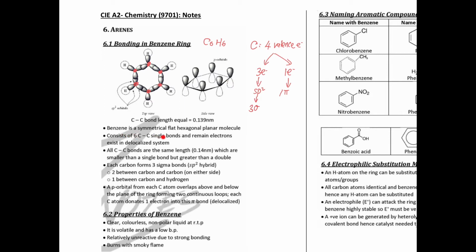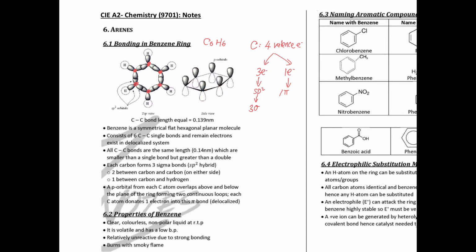Okay, so it consists of 6 carbon-carbon single bonds and remaining electrons. So you have 1 remaining electron from each carbon. Each carbon contributes 1 extra electron, and they all go into the delocalized system. What it means by going into the delocalized system is that they can just move around in the p orbitals here. The p orbitals are the unhybridized orbitals, so they can move around either on top or at the bottom of the hexagon shape.